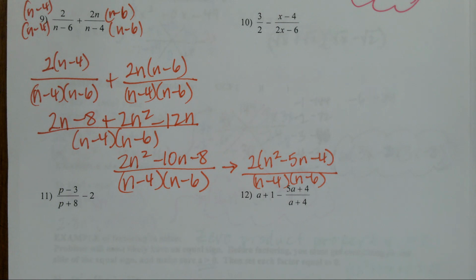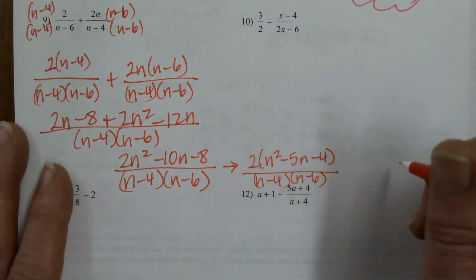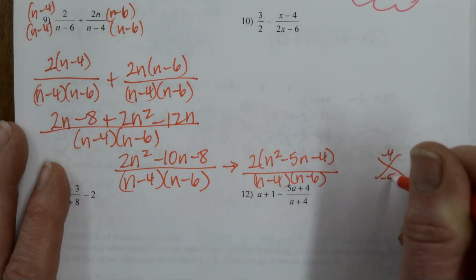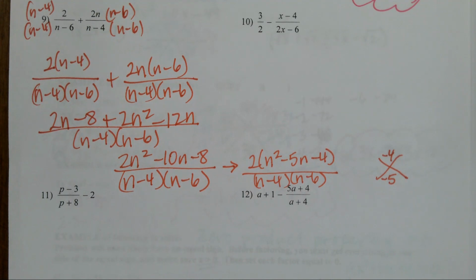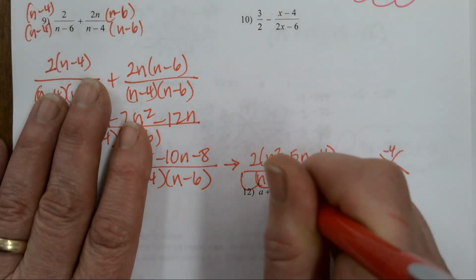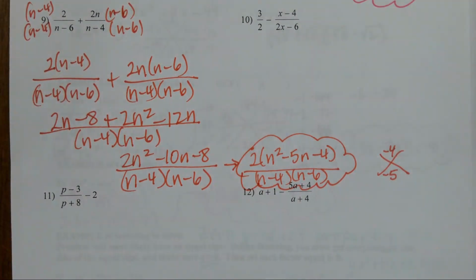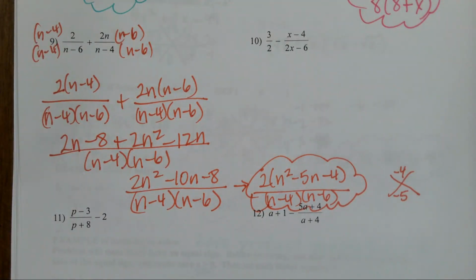And then I want to see if I can factor. So on top, I'm looking for two numbers that multiply to be -4 and add to be -5. Again, a visual here. Two numbers that multiply to be -4, add to be -5. Try as you might. Not going to happen. So I'll have to stop here. If it does happen, super fantastic. If it doesn't, then it doesn't. All right, so moving on here.